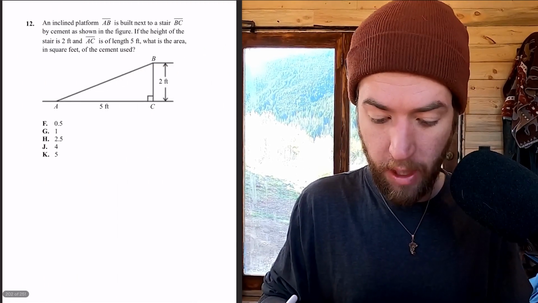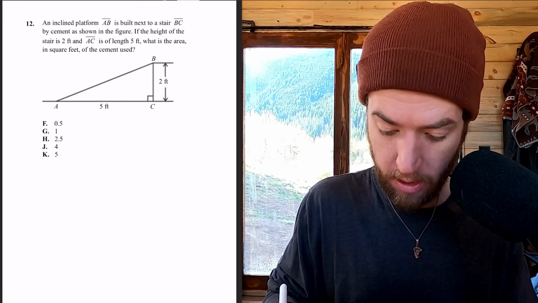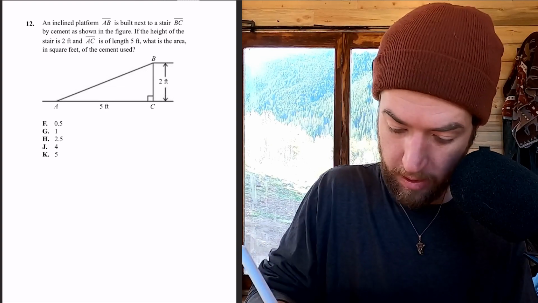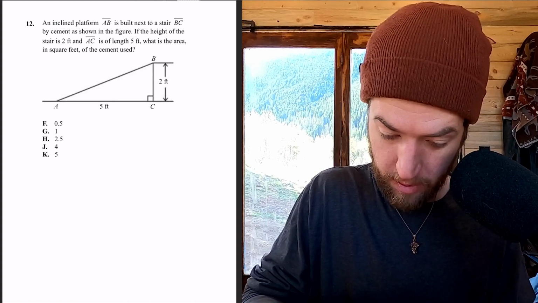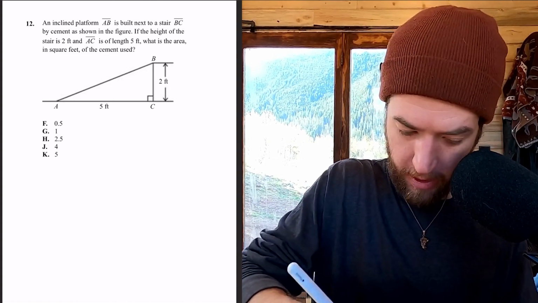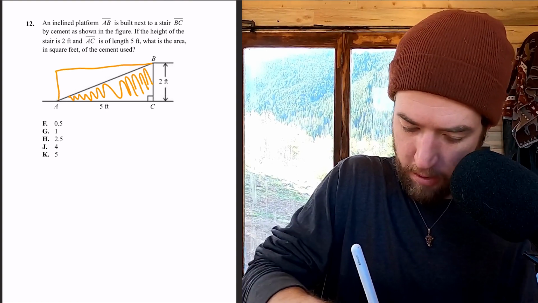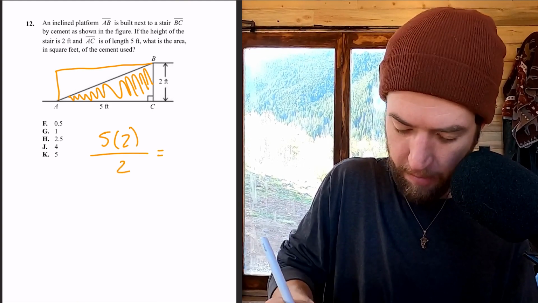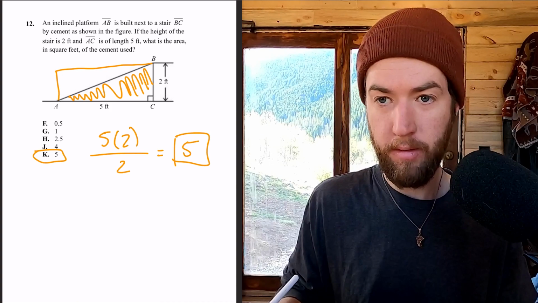All right, an inclined platform AB is built next to a stair BC by cement as shown in the figure. If the height of the stair is 2 feet, okay, and they have that shown, and the length is 5, what is the area of the cement used? Okay, so yeah, I think they're just looking for this area here, which is essentially a 5 by 2 rectangle split in half. 5 times 2, half of that, half of 10 is 5. That's our answer. That's easy.